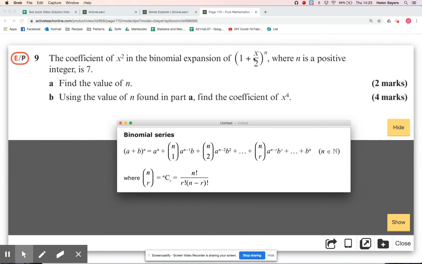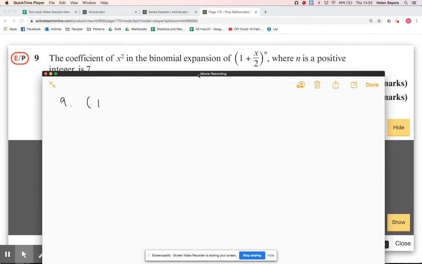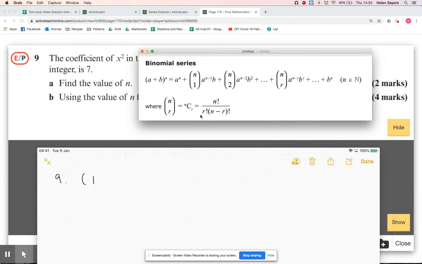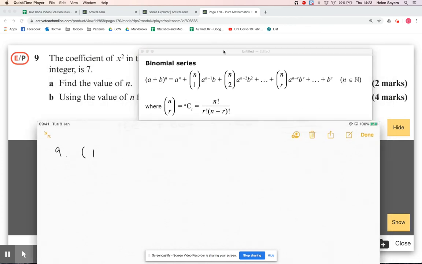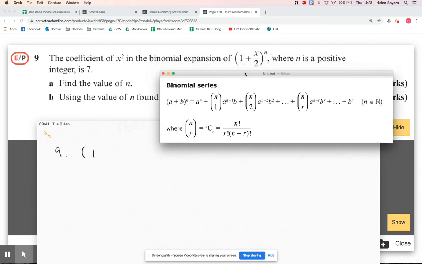Okay, so let's have a think about what the x squared term would be. Sorry, it would help if you could see my screen. Okay, so right, I'm expanding 1 plus x over 2 to the power of n. These tend to be the trickier ones when you don't know the power. So we've got the expansion here. For us, a is 1, b is x over 2, and n we're still just calling n for now.